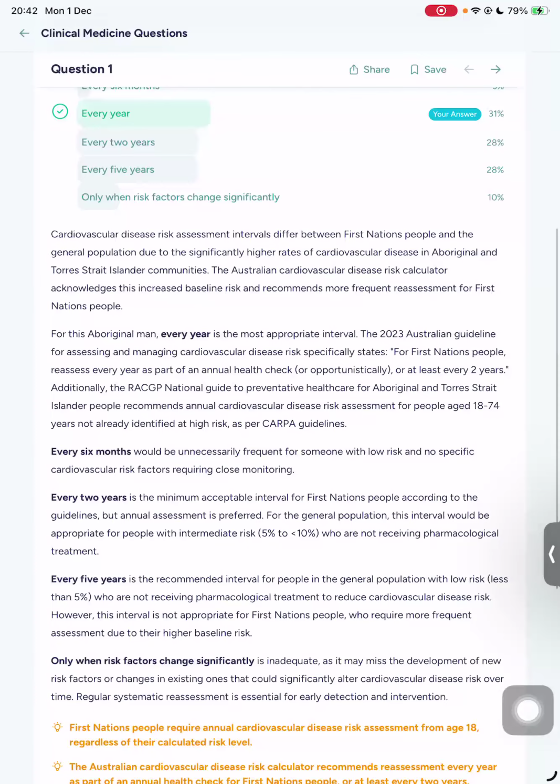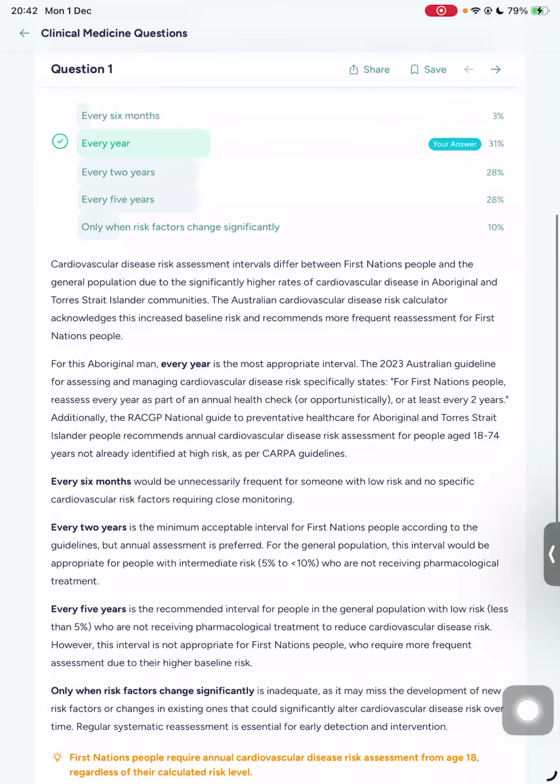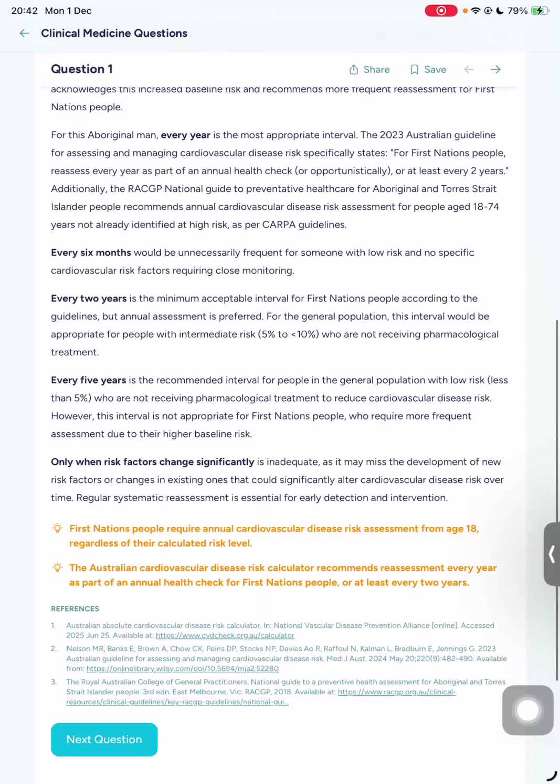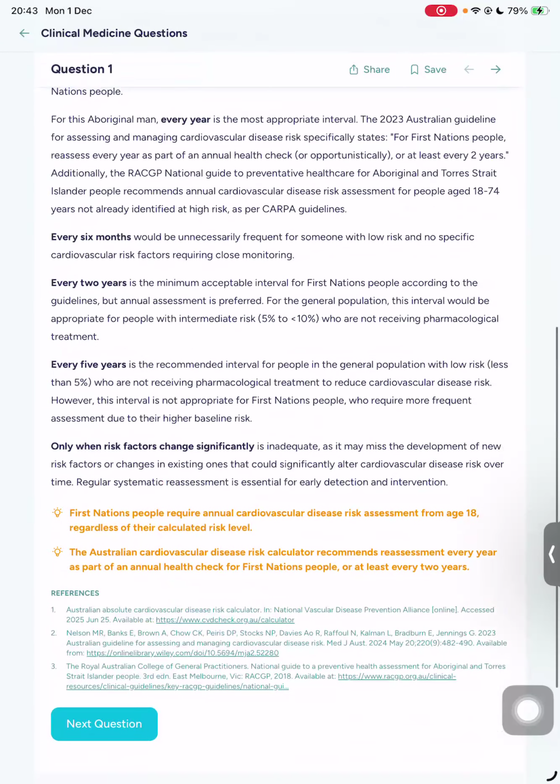Now you know the point of what they're asking. I'm reading the last part, the yellow one. First Nations people require annual CVD risk assessment from age 18 regardless of their calculated risk level. The Australian Cardiovascular Disease Risk Calculator recommends assessment every year as part of the annual health check for First Nations people, or at least every 2 years.